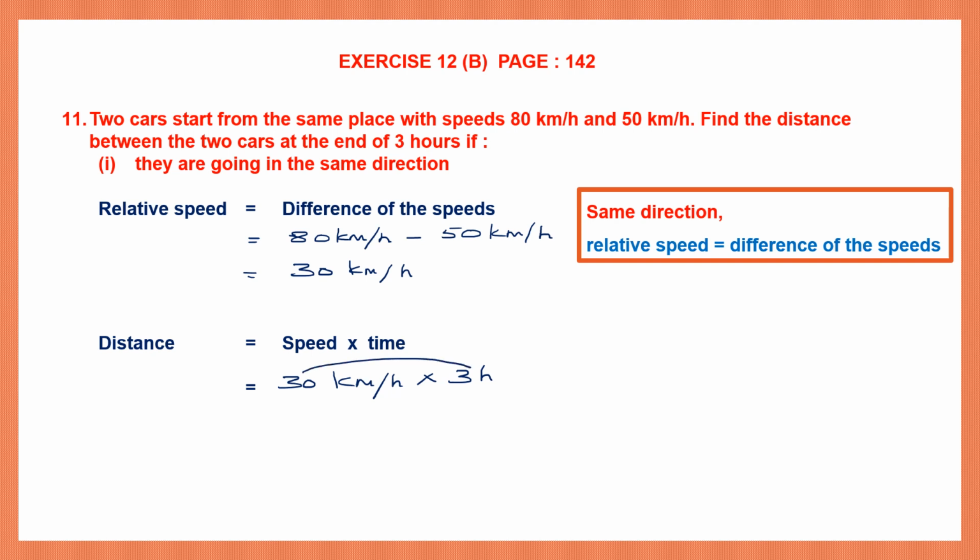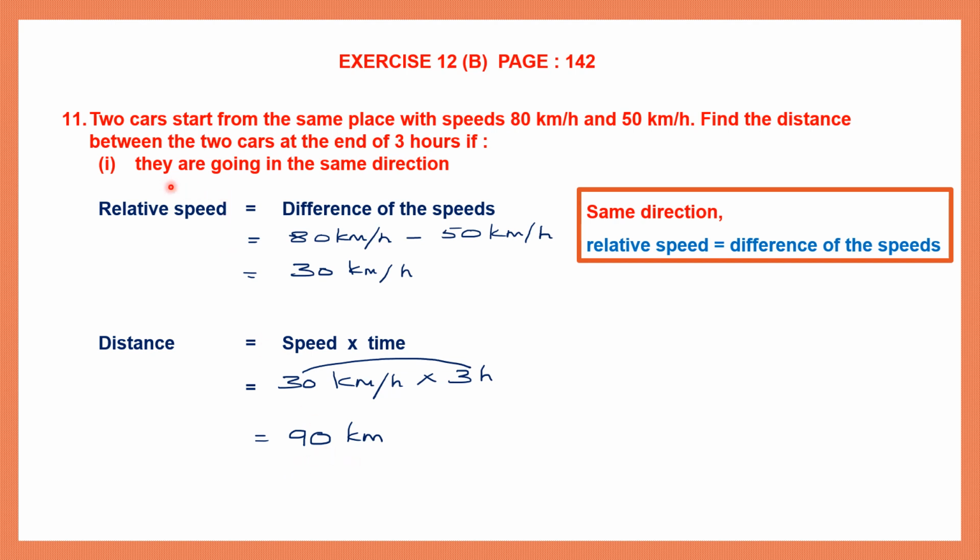We just have to multiply. So when you multiply both, you get 30 into 3. 3 threes are 9. So 30 into 3 is 90 kilometers. So here we have 90 kilometers, which is the distance at the end of 3 hours if they're going in the same direction. So let's answer the question. The question is, find the distance between the two cars at the end of 3 hours. So at the end of 3 hours, the distance between the two cars will be 90 kilometers, because they're going in the same direction.